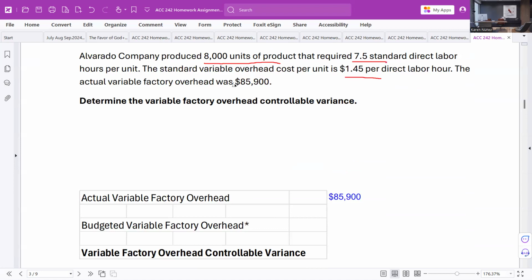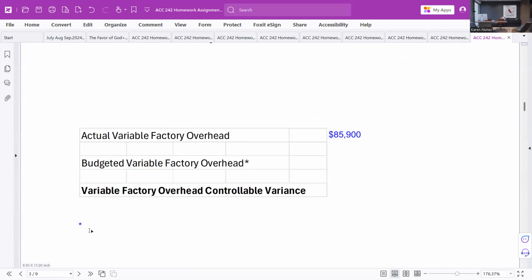So again, we're going to take the 8,000 units that should take 7.5 hours. That should cost $1.45 per hour. That's how we're going to get this budgeted variable overhead. So the budgeted overhead, again, 8,000 units, and every unit requires 7.5 hours. And the standard cost for an hour for variable overhead is $1.45.